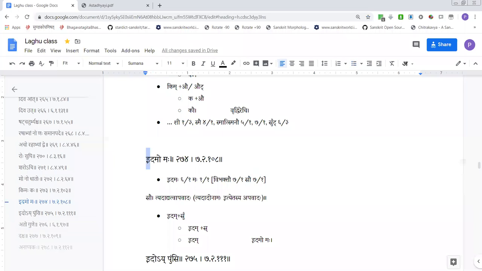What will happen if this will not apply? Idam has become ayam with the sequence of idamo maha, idoya pumsi. So in pullinga, idam will become ayam. Now, in second case, su is not following. So what will you get? Idam will remain idam because this sutra will not apply. Su is not following, so idam will remain idam here. Instead of makara adesha, what adesha will you get? You will get a adesha for this ma, because tyadadinam a will apply.